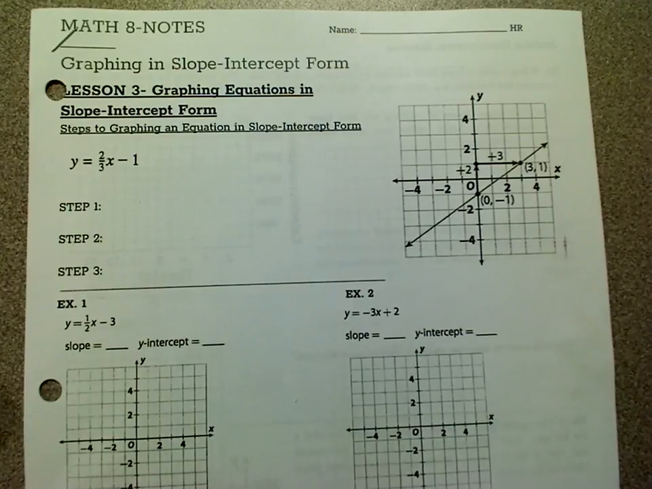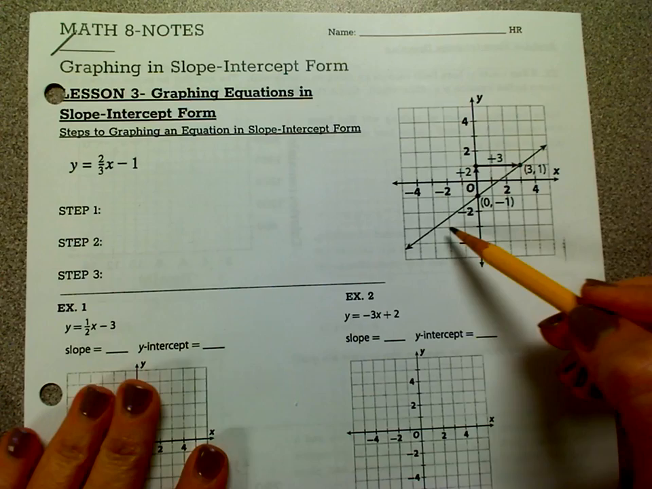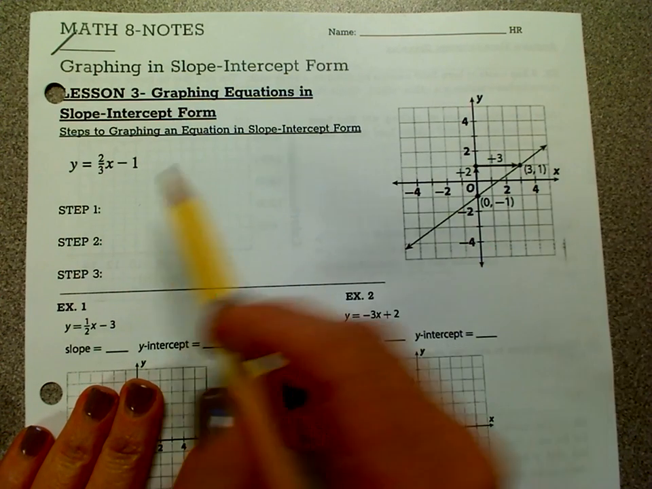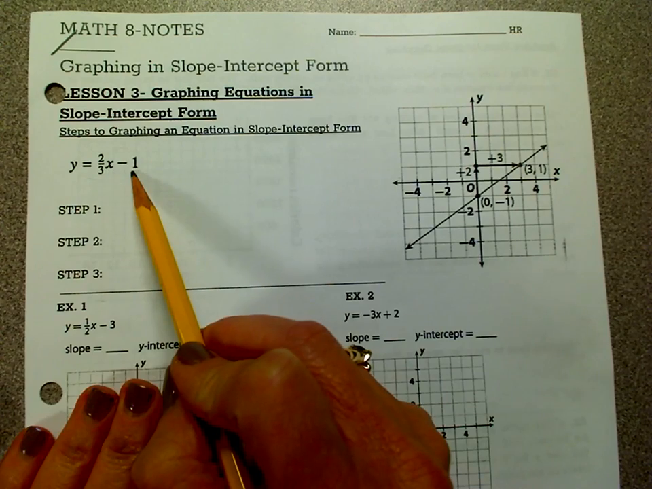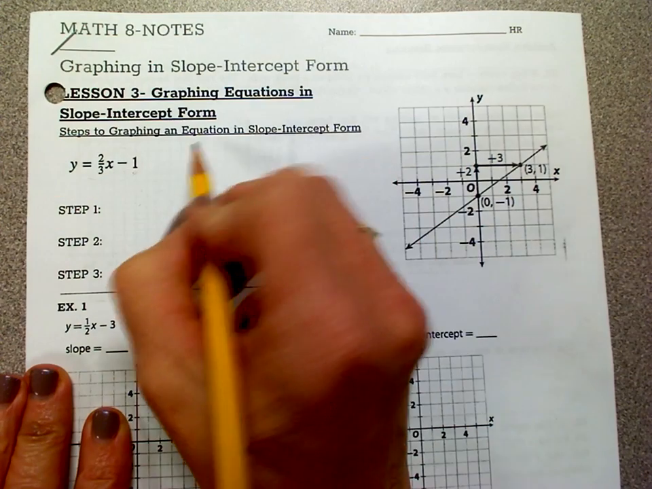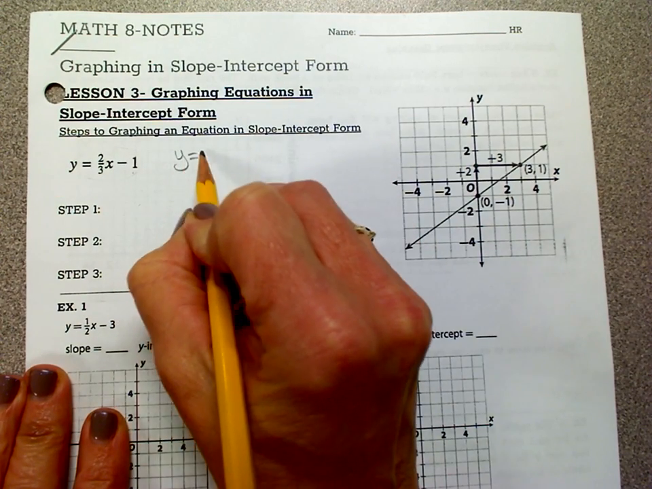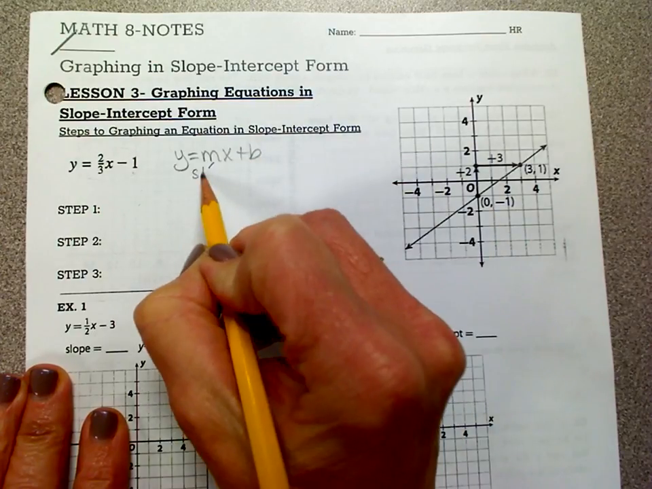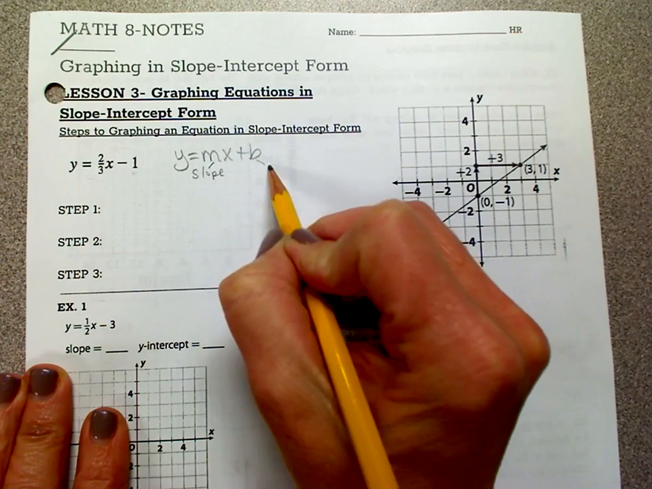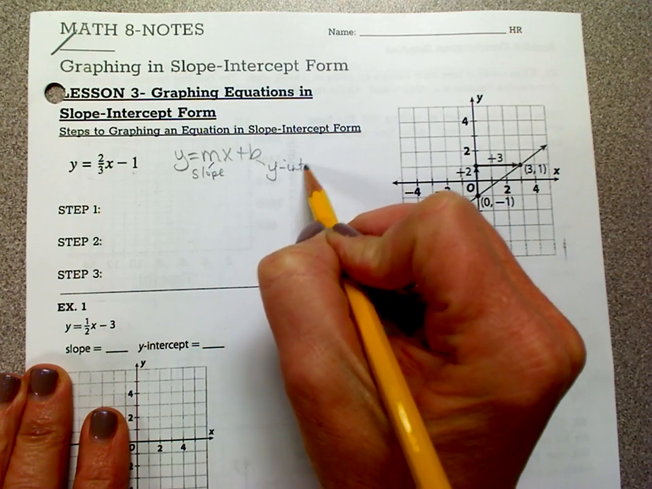Okay, so we learned the other day about another way to graph the solutions to an equation, when it's written in slope-intercept form. So I want you to write this equation down, y equals mx plus b. The m is your slope, the b is your y-intercept.